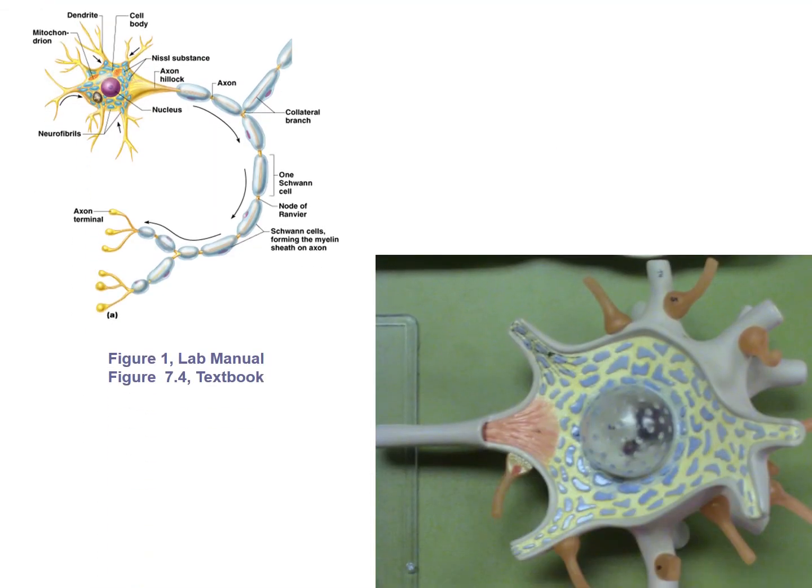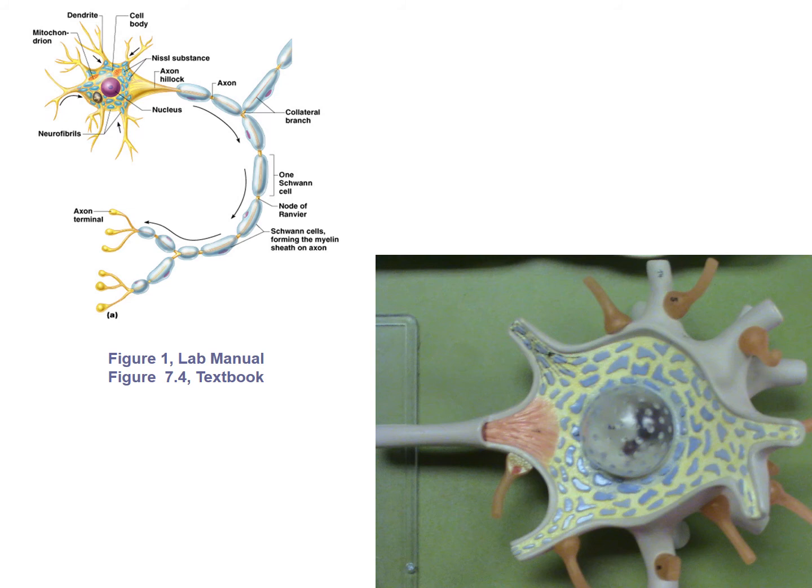Let's start with the perikaryon or cell body. So here's the perikaryon or cell body or soma on the image, and here it is on one of the models. Here's the nucleus. The nucleolus is this dark area inside. And the only organelle you have to identify are the Nissl substances or Nissl bodies. Remember, they are specialized rough endoplasmic reticulum, although on this model they don't particularly look like rough endoplasmic reticulum, but that's what these little gray structures are.